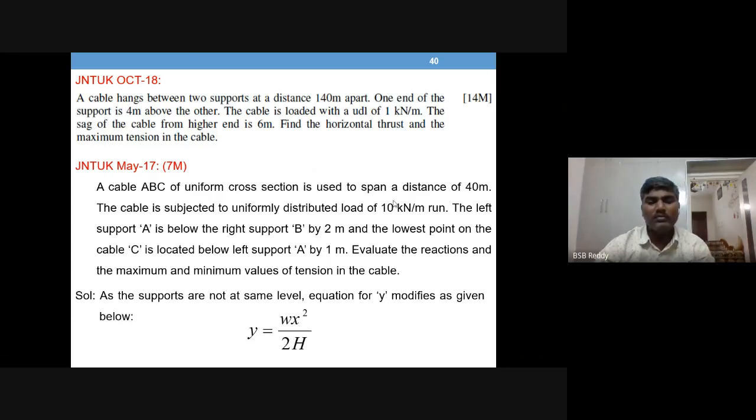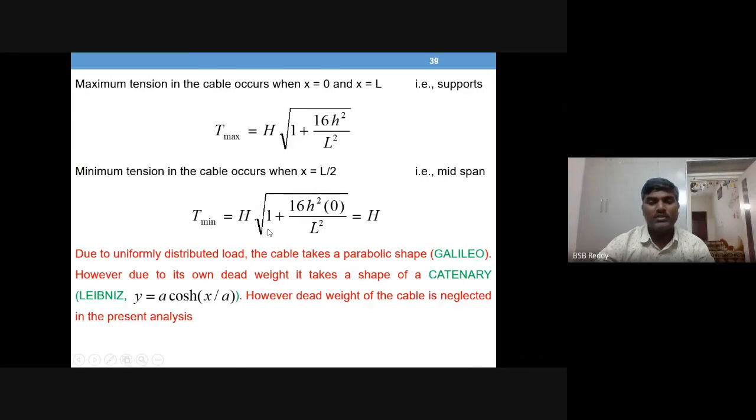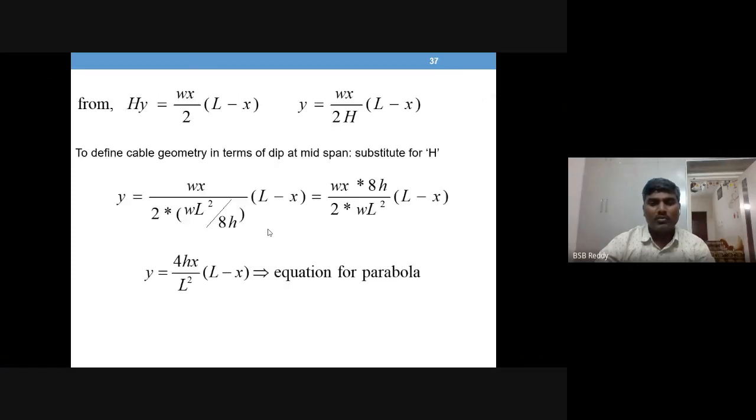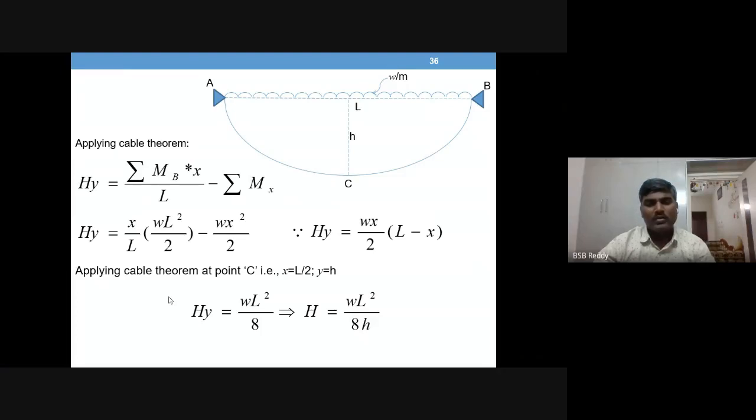Last session we started talking about this cable subjected to UDL. Let us see what we have discussed in the last session, then we will come back to the example problem. We have taken the general cable theorem and applied it to a cable having supports at the same level, loaded by UDL. From that we calculated the value of horizontal reaction.